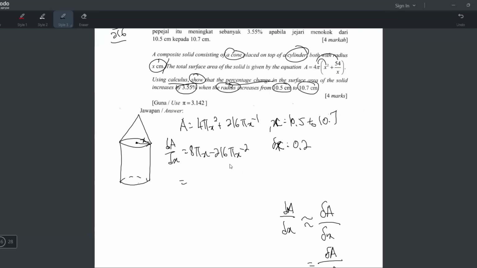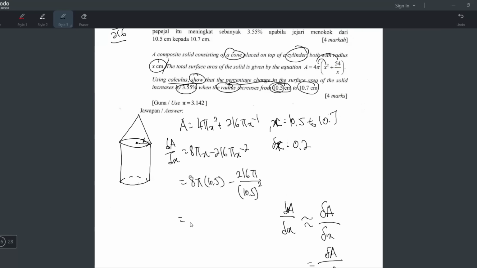Before you substitute this whole thing in, you have to replace the value of x here first. So it will be 8 pi x minus 216 pi over x squared. The x power negative 2, you can put it down so it becomes power 2, so that it will be easy to press on the calculator later. When you substitute x, always use the original value of x, the old value, not the new value. They already said from 10.5, which means 10.5 is the old value. So you have to substitute with 10.5 and 10.5.